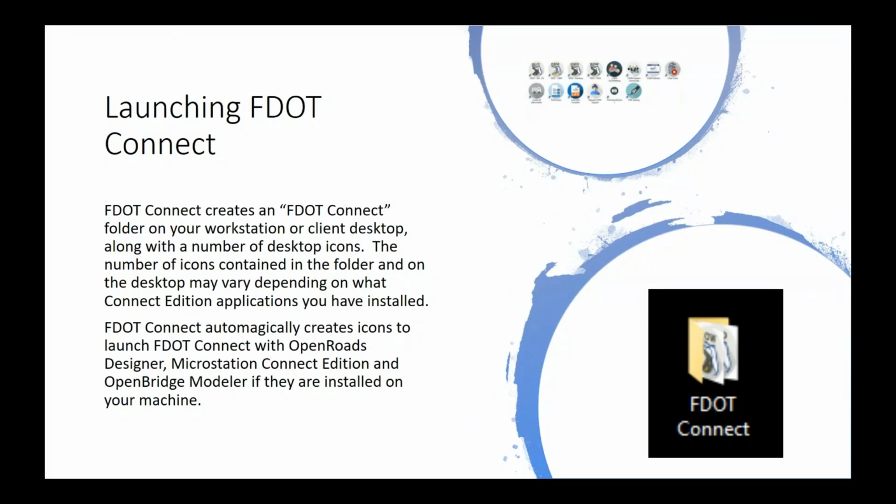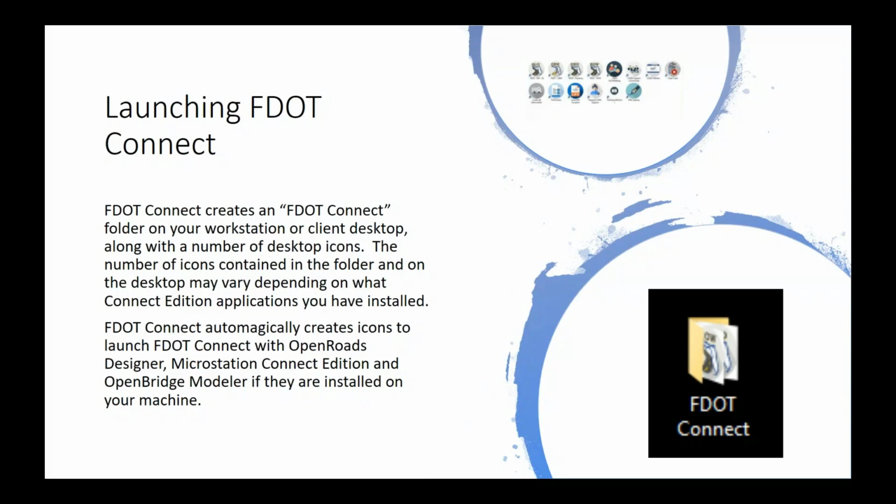First, look at your desktop. FDOT Connect creates an FDOT Connect folder on your workstation or client desktop, along with a number of desktop icons. The number of icons contained in the folder or on the desktop may vary depending on which Connect Edition products you have installed. FDOT Connect automatically creates icons to launch FDOT Connect with OpenRoads Designer, MicroStation Connect Edition, OpenBridge Modeler, if they're installed on your machine.